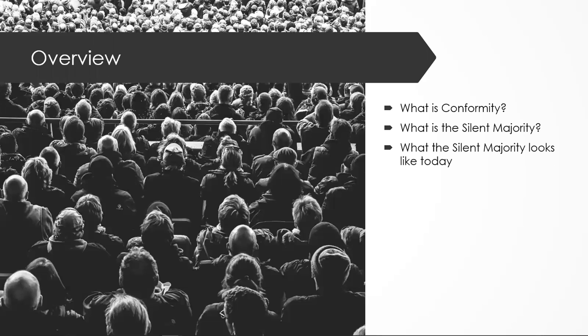Just a brief overview of what's going to be happening: I'm first going to be talking about what is conformity and the different types of it. And then I will be going over a history of what the silent majority is, and how it works and how it convinces us to conform, before I go and look at what the silent majority looks like today.